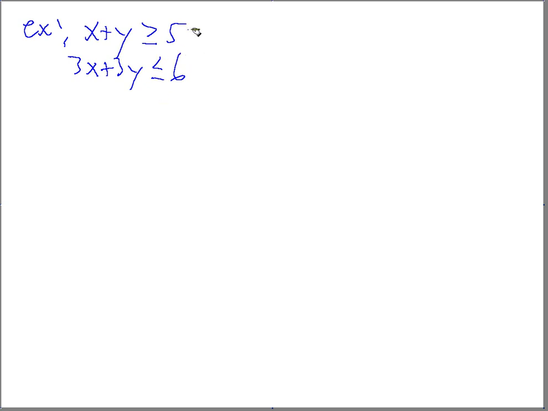Again, let's get them in mx plus b form. Just subtract x to do that for the first one. So y is going to be greater than or equal to negative x plus 5. Pretty simple there. Here, a little bit more tricky, but subtract 3x, divided by 3, you should get y less than or equal to what? Negative x plus what? 2 this time, right? Because 6 over 3 is going to be 2. That's a 2 again. Sorry about that.